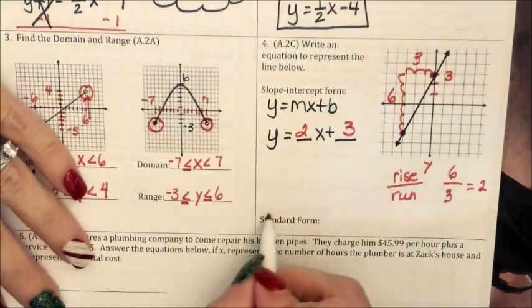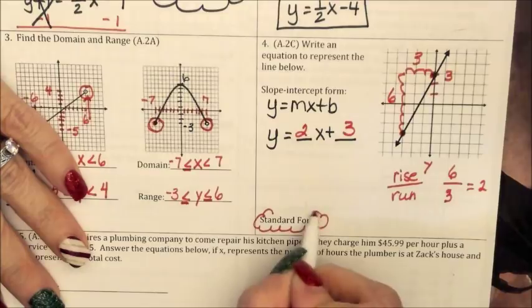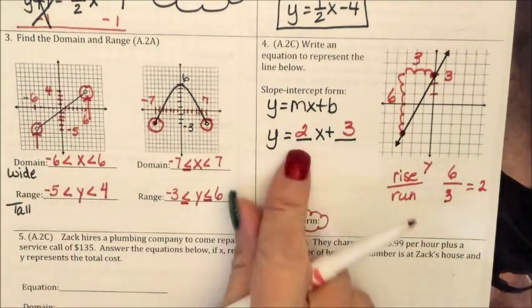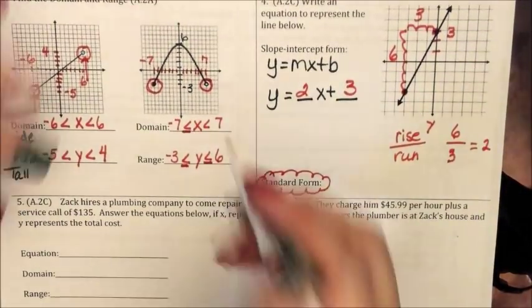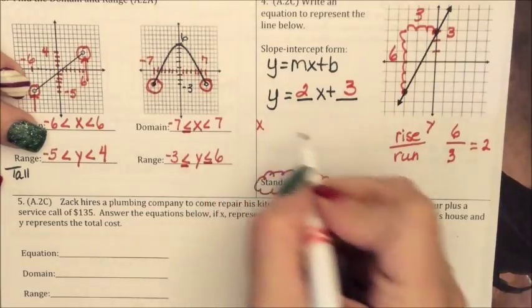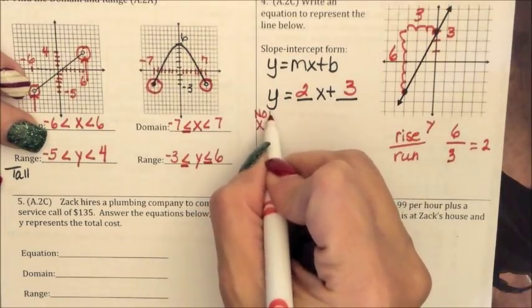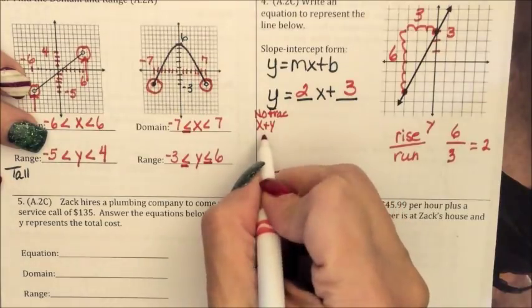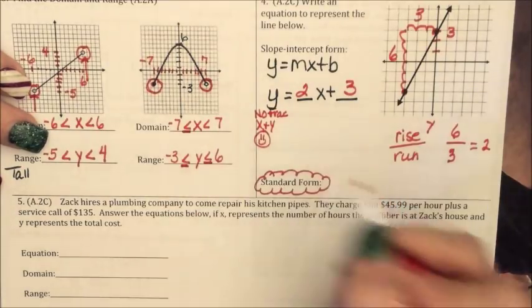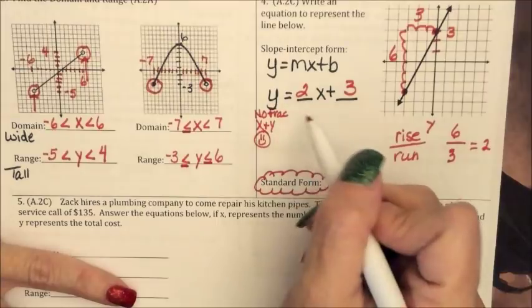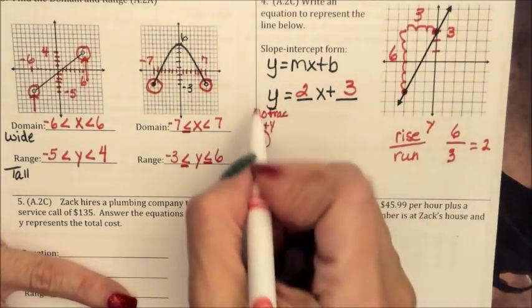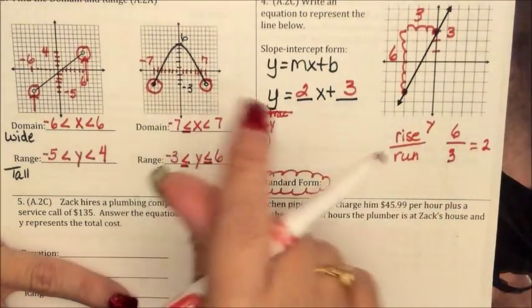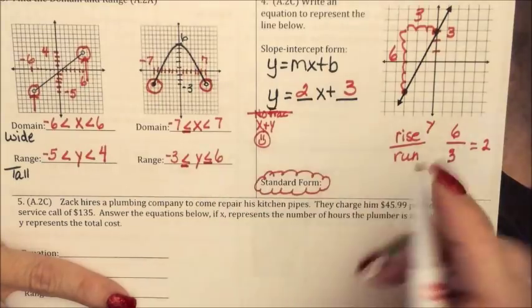Now, don't miss this down here. This says give it to me in standard form. Standard form, just a reminder: no fractions, x and y on the same side, and we need a happy x. All right, so I'm going to take this. There are already no fractions, so I'm done with that. But I need x and y on the same side.